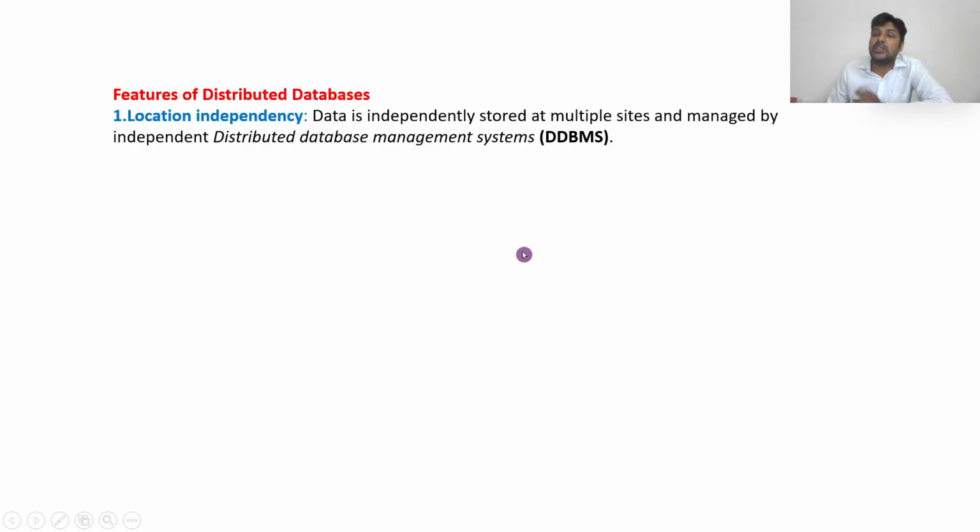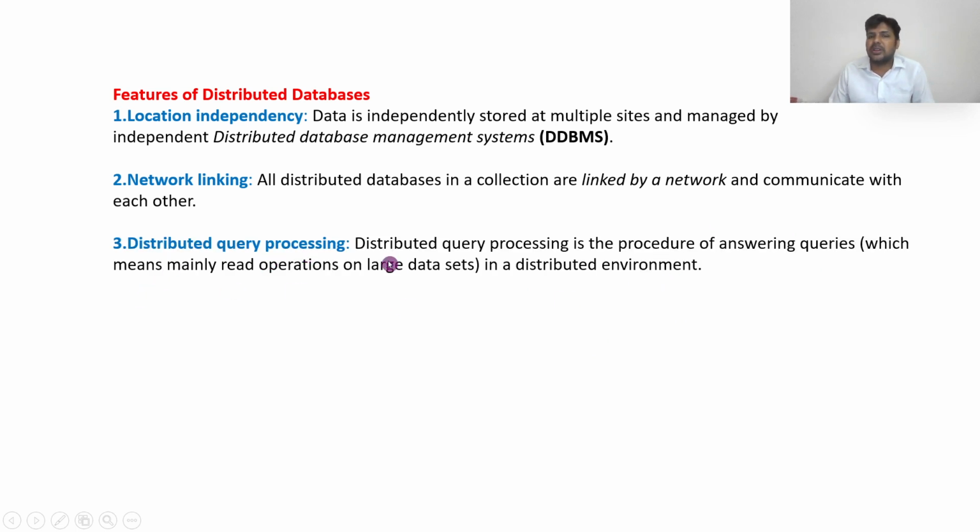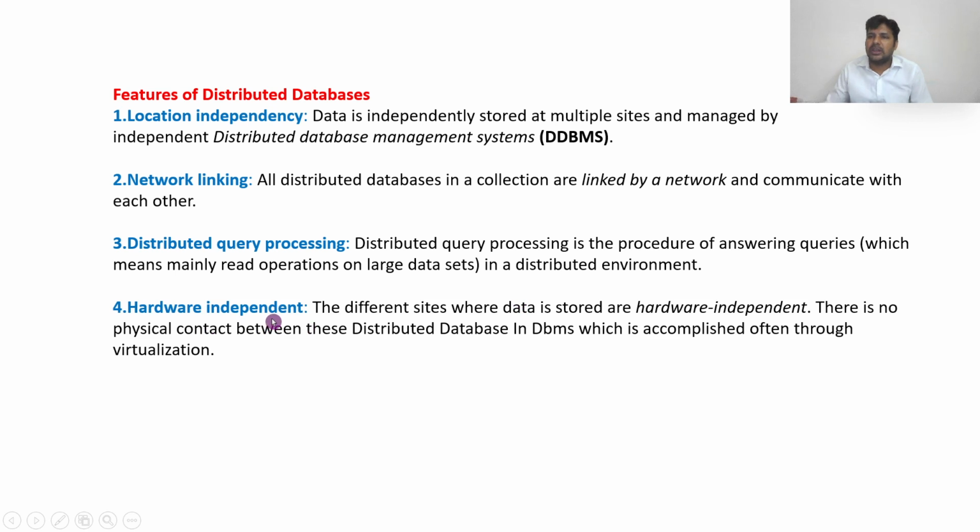Now let us see the features of a distributed database. Of course, they are location independent. Multiple sites are there, multiple databases are there, so from anywhere they can connect and get the database. Next, network linked. All the databases are linked with the network, right? And they communicate. Distributed query processing: any kind of query they can answer easily, right? Next, hardware independent. Every database is hardware independent, so if something happens to one database, it will not affect the others, right?